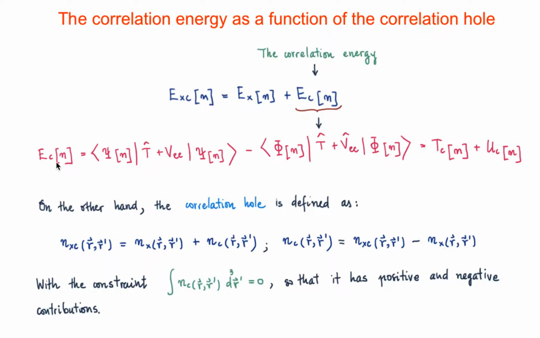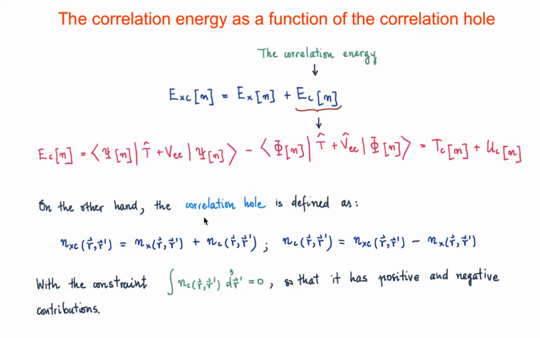So basically, the correlation energy functional is defined as the average of the kinetic energy and the electron potential energy when considering the physical ground state wave function, minus the average of the kinetic energy and the electron potential energy when considering the Kohn-Sham wave function. Therefore, we have two different contributions in the correlation energy functional. One is associated to the kinetic energy difference, and the other one is associated to the potential energy difference.